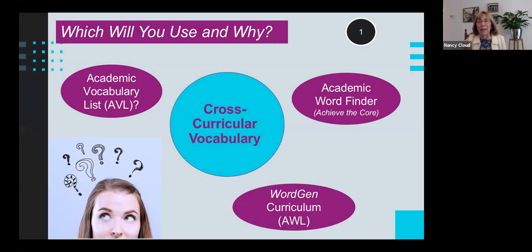So now, finally, I'm letting you discuss. Now I want you to feel free to turn on your mic and to speak. Which of these would you use and why? Which of these did you try? What was your experience with this? How did you like the academic vocabulary list if you tried it? How did you like the academic word finder? Are you a user of the WordGen curriculum? What do you like about it? What do you not like about it? What do you think about the explanation that I gave you? We're just going to engage now in a discussion, and feel free to turn on your mic.